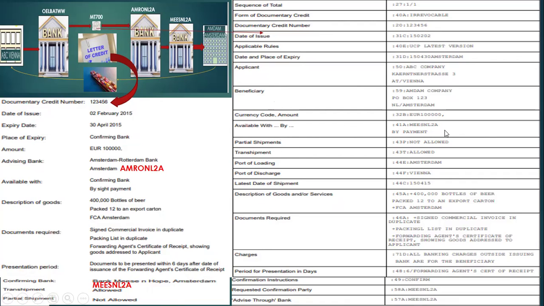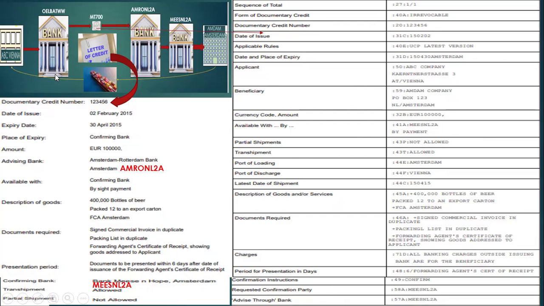Available with, by information, partial shipments, transshipments, port of loading, port of discharge, which is Vienna. The reason they have mentioned port of discharge Vienna is because Amdam company is sending the 400,000 bottles of beer via ship to ABC Vienna.